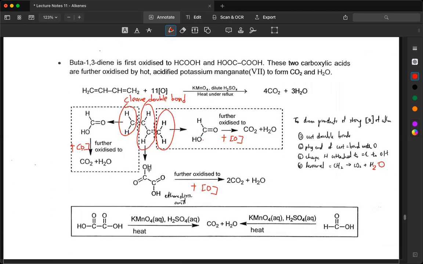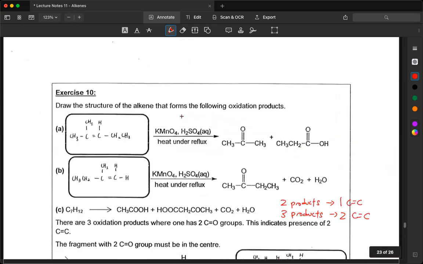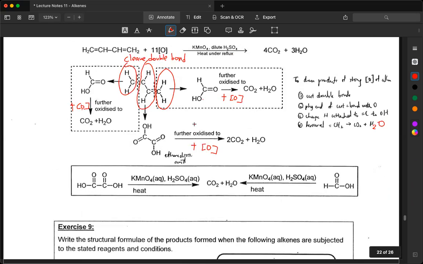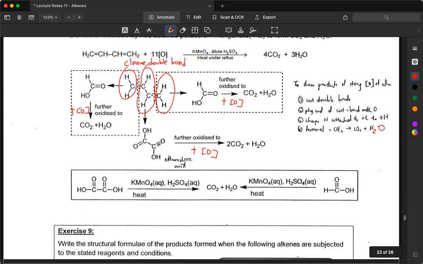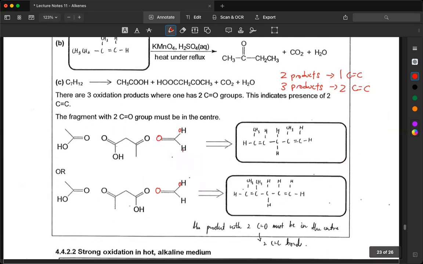Okay, if you refer to this one, this part here is C double bond O, OH and H. So double bond O, wait a minute, OH and H. Okay, COO, like this one. 1, 2, 3, 4, okay.